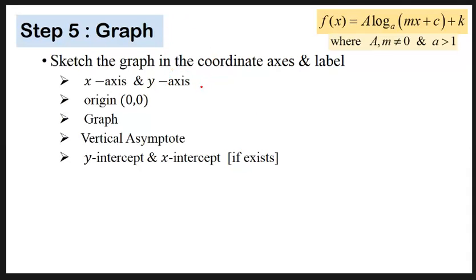And in the graph here, make sure you always label the coordinate axes, the x and y axes, and the origin. Name the graph. If it happens to be function f, we name the graph f. Label the vertical asymptote, and also the y and x intercepts if they exist. So this is the intro for the case of log functions.